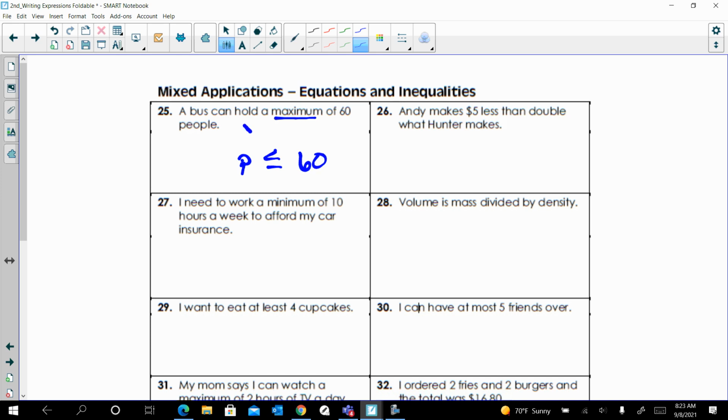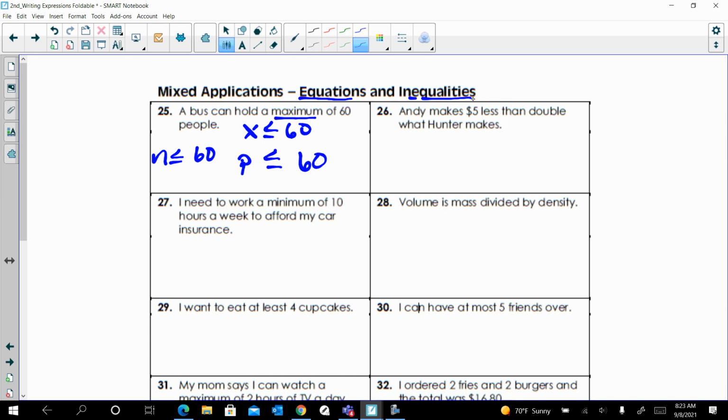Now you can change that to an X. You can change that to an N. Doesn't matter. The variable doesn't matter. It's what's the inequality symbol. That's what has to be correct. So you got to pay attention to all the keywords to make sure you know the difference between if it's going to be an equation versus an inequality.